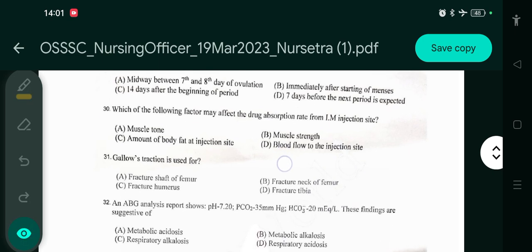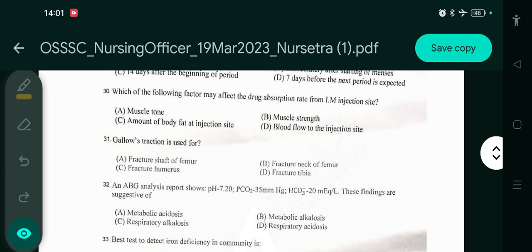Next question: which of the following factors may affect the drug absorption rate from an IM injection site? A, muscle tone. B, muscle strength. C, amount of body fat at the injection site. D, blood flow to the injection site. Here the question is asking about the absorption rate at the injection site. The greater the blood flow, the greater the absorption rate. So we choose option D as the correct answer. Muscle tone and muscle strength do not affect the absorption rate of drugs, so we eliminate them. Here the correct answer is option D.